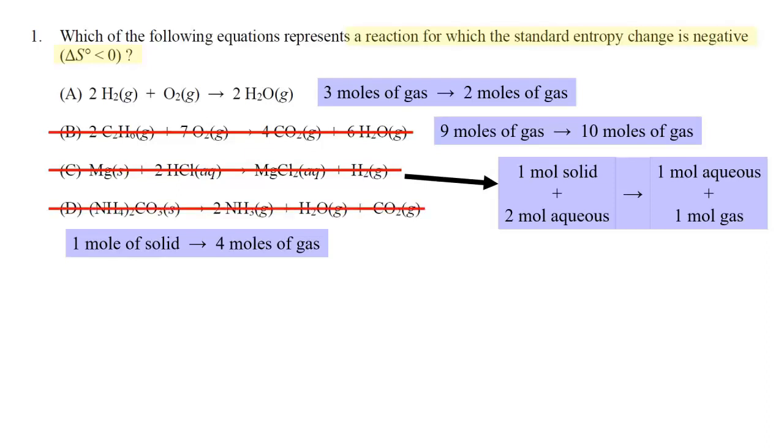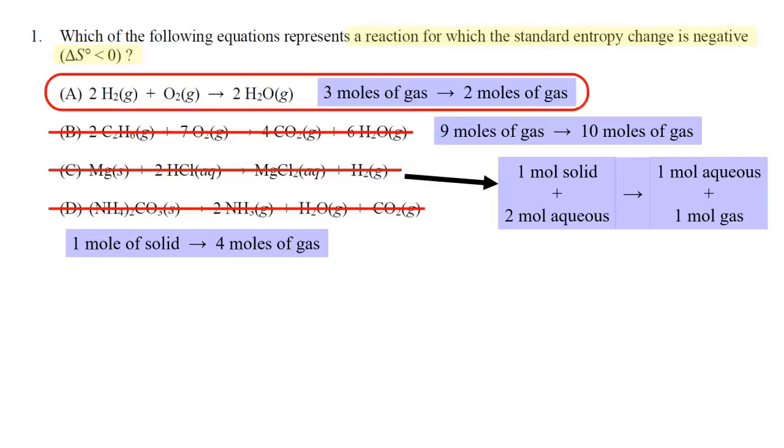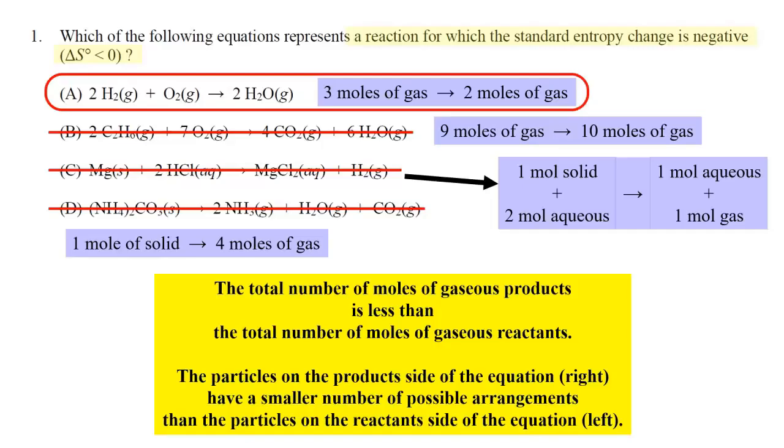Well, that means that choice A, going from 3 moles of gas to 2 moles of gas, is the correct answer. So in choice A, in that particular equation for that reaction, the total number of moles of gaseous products is less than the total number of moles of gaseous reactants. So the particles on the product side of the equation on the right have a smaller number of possible arrangements than the particles on the reactant side of the equation on the left.